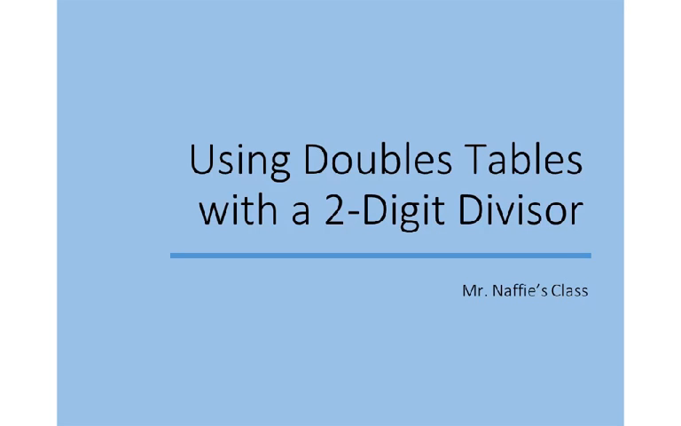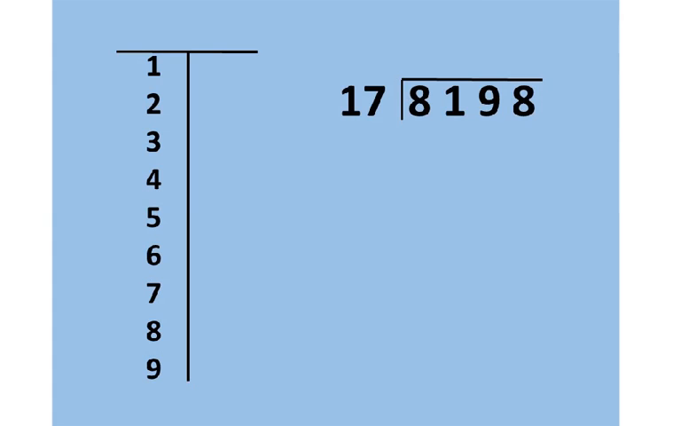Okay, boys and girls, we're going to be using doubles tables today to figure out how to solve two-digit divisor long division. So here we have our problem, 8,198 divided by 17. And on the left-hand side, we have our doubles table.